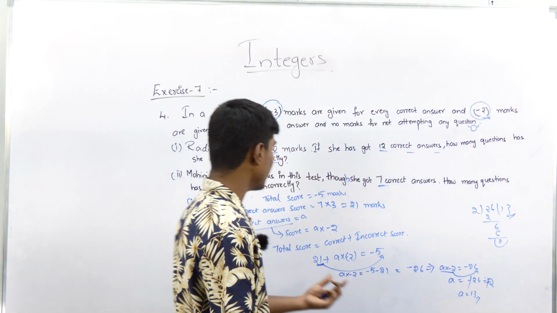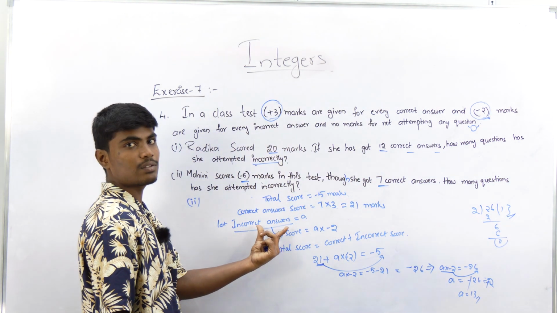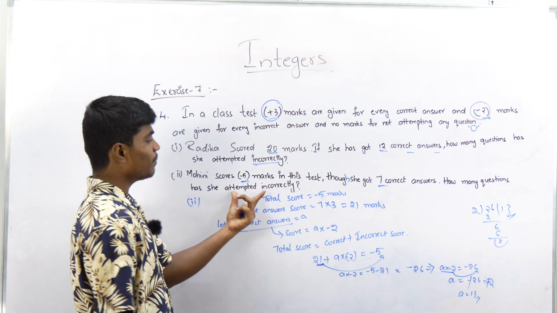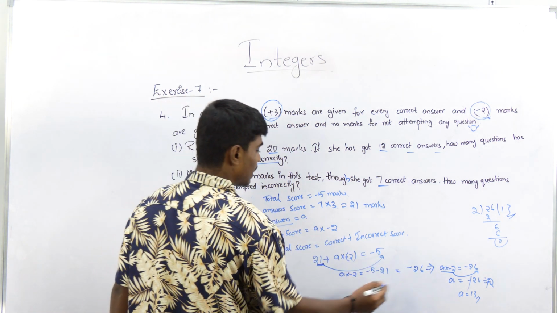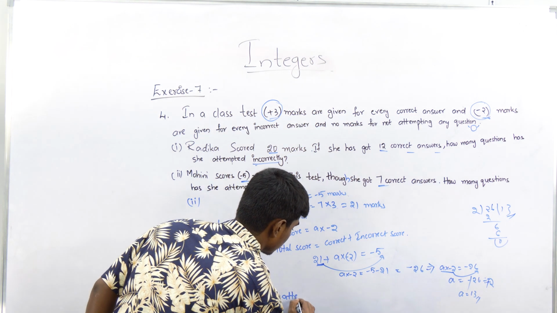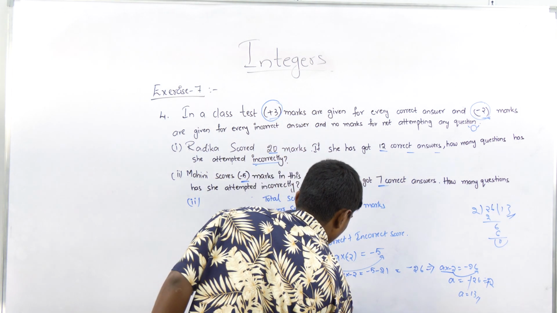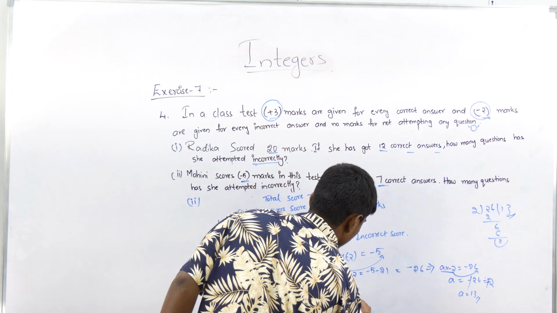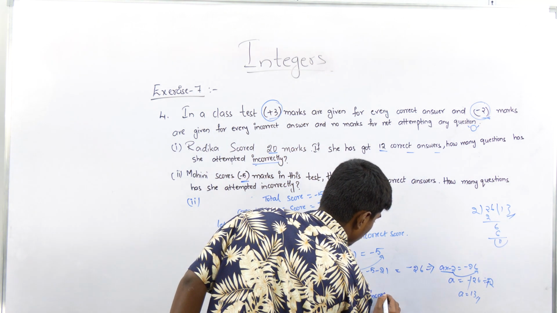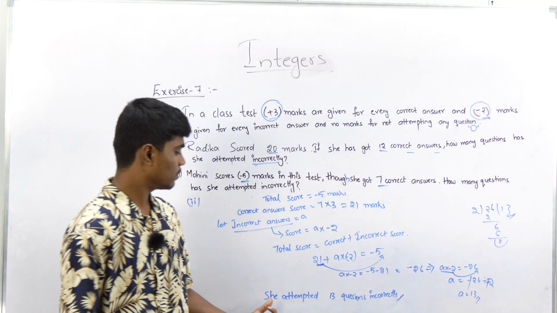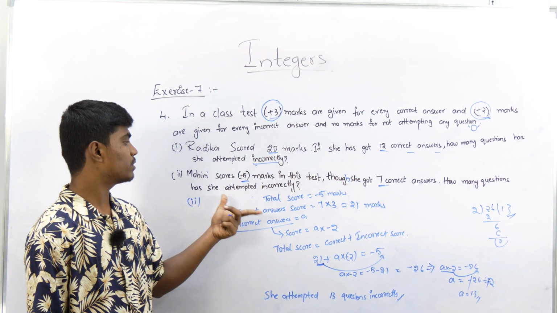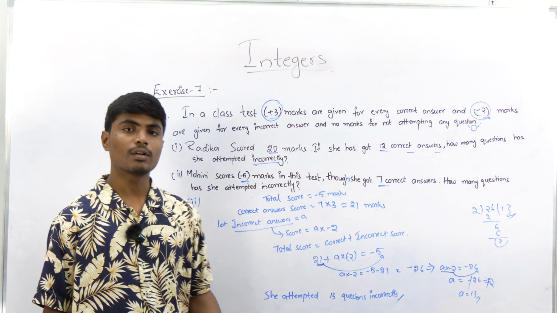See, what is a? Incorrect answers question. How many questions she attempted incorrectly means the answer is 13. She attempted 13 questions incorrectly. See, so the answer is 13. This is the solution for second one. You can note it down.